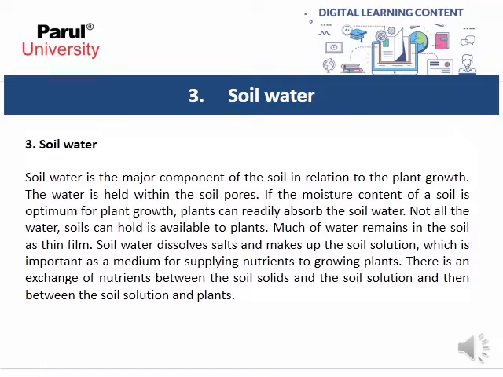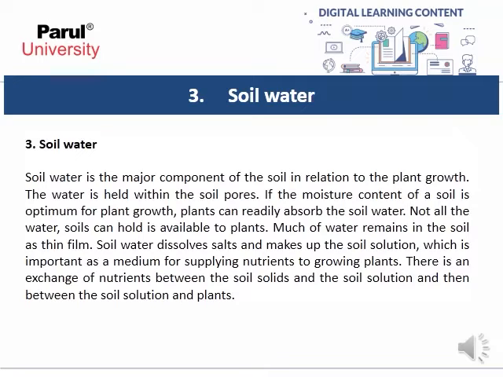Then the third one is soil water. Soil water is the major component of the soil in relation to plant growth. The water is held within the soil pores. If the moisture content of the soil is optimum for plant growth, plants can readily absorb the soil water. Not all the water soil can hold is available to plants. Much of the water remains in the soil as a thin film.